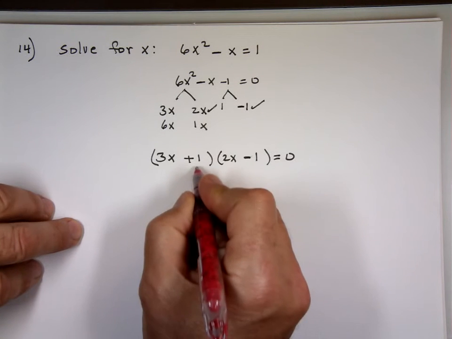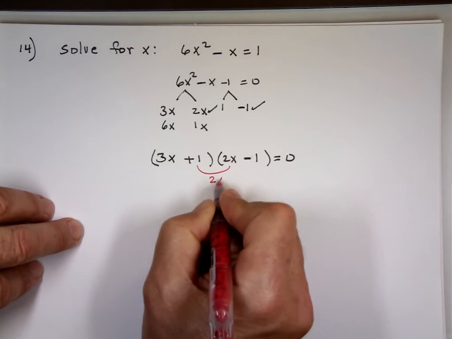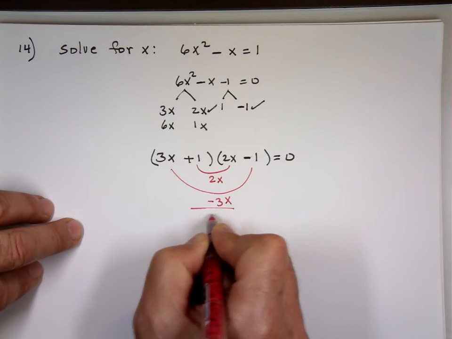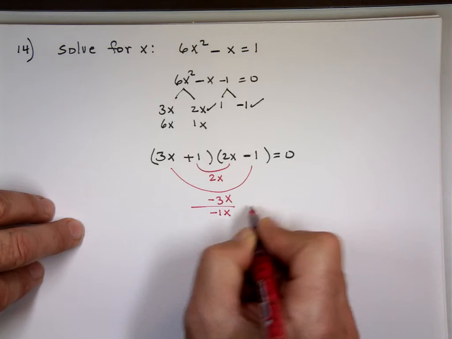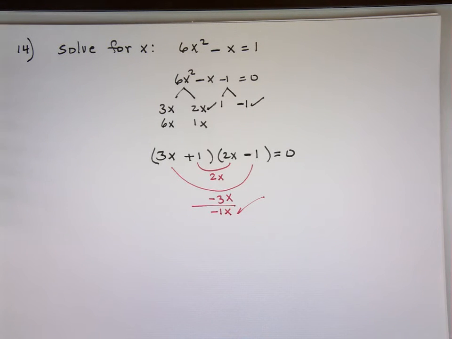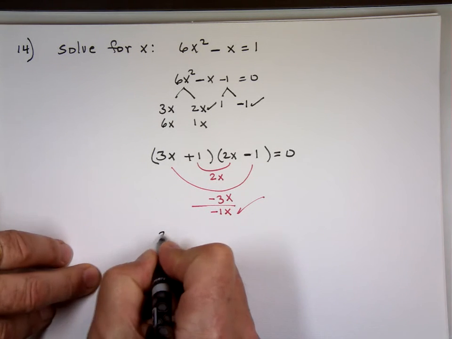So this is 2x, negative 3x. When you add them, that's what? Negative 1x or negative x, which is good. That matches that. So my factoring here is good. Move to one side, factor completely. We did that. Set each factor equal to 0 and solve it.